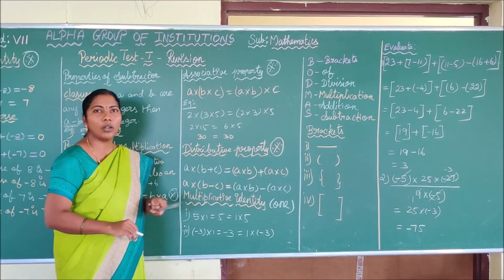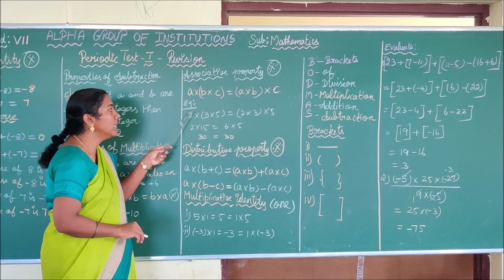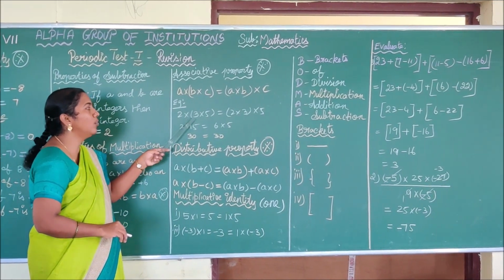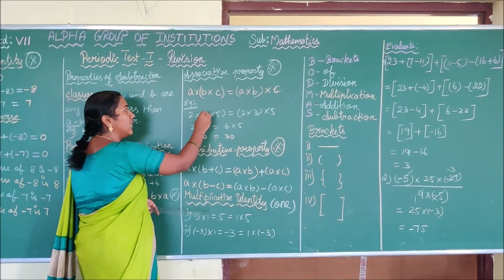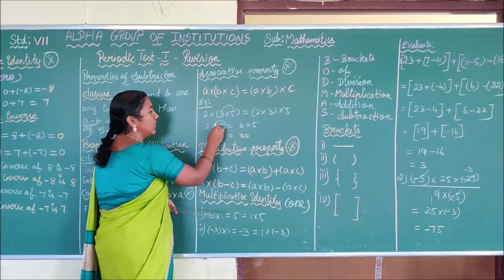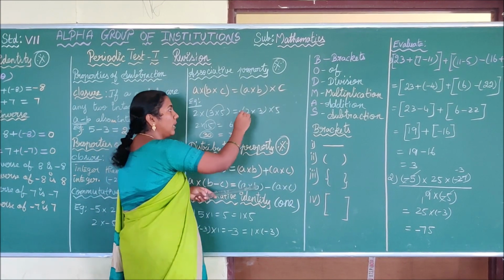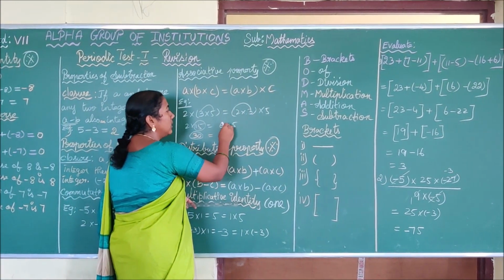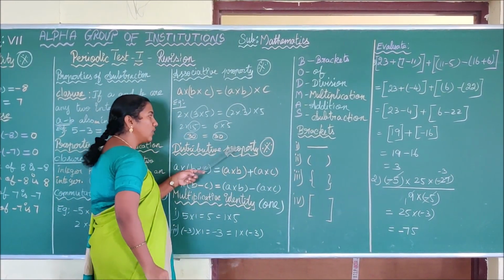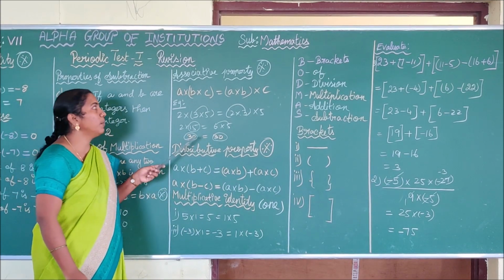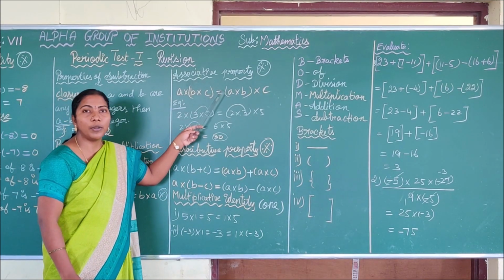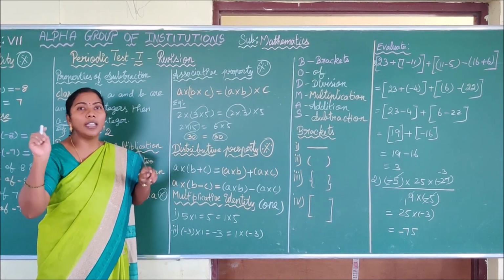Based on this, you have one more example. So, listen carefully. See, I have given one example: 2 into 3 into 5. First, I am multiplying the second and third integers. My answer is 15. 15 into 2, final answer is 30. See here, first I am multiplying the first two integers, 2 into 3 is 6. 6 into 5 is 30. Thus, the final answer is 30. This type of property is called associative property of multiplication for integers.